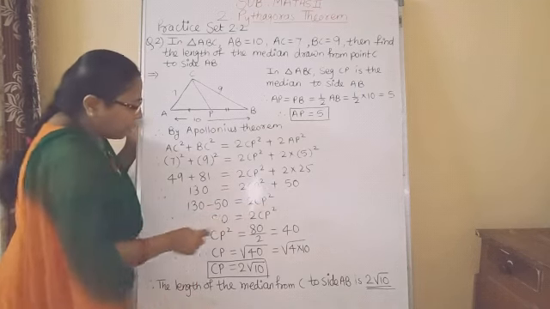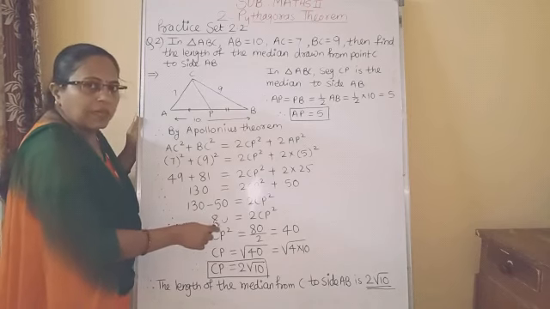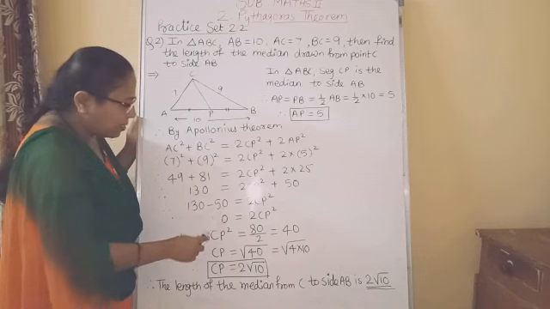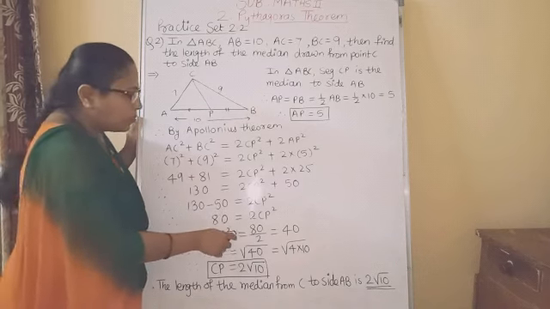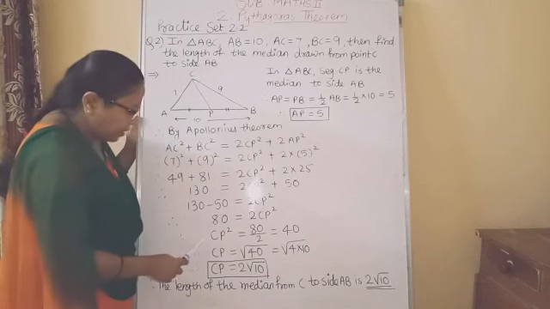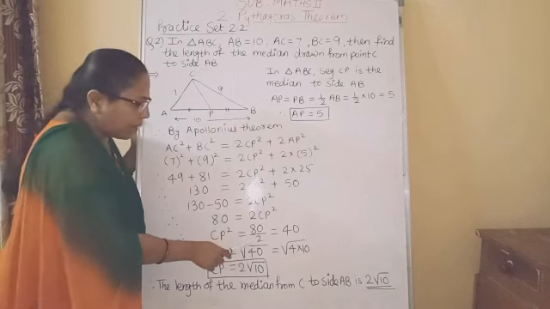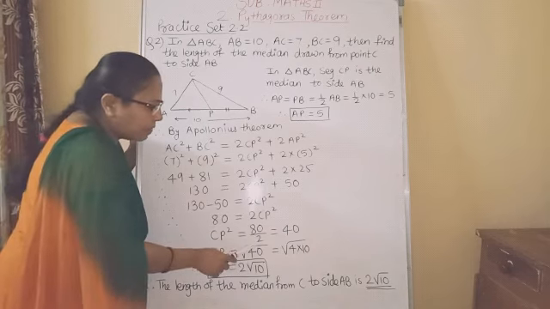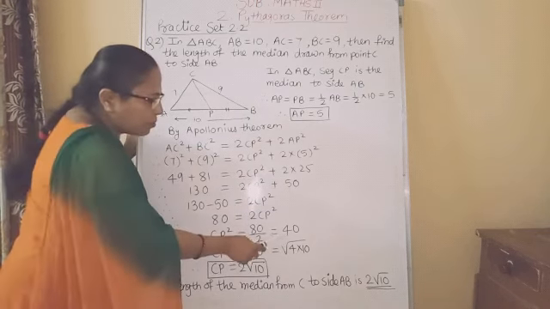Now take this 50 on left hand side. So we will get 130 minus 50 equal to 2CP square. Now 130 minus 50 we will get 80. So 80 equal to 2CP square. Therefore CP square is equal to 80 divided by 2. 2 we will take on this side. So 80 divided by 2, 40. So CP square equal to 40.